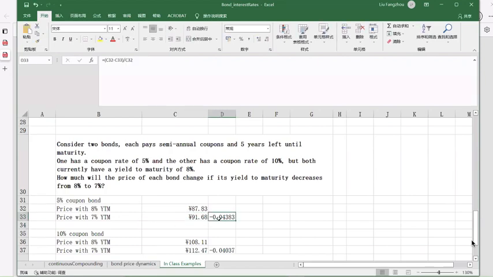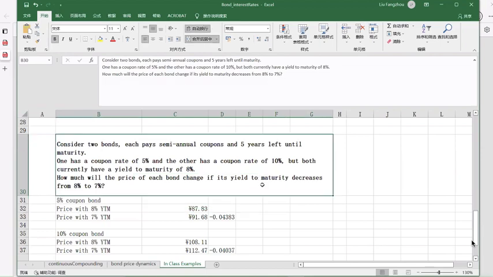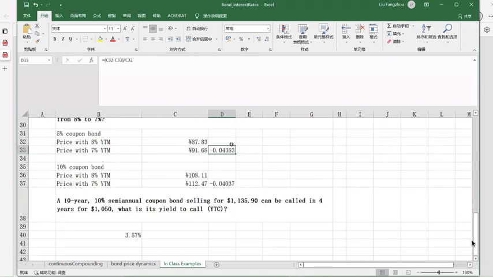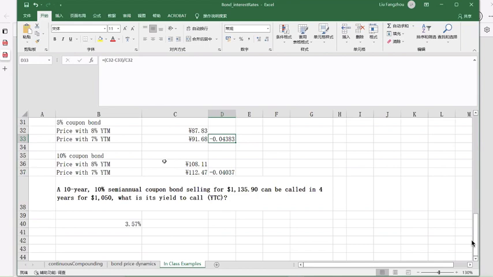And in the end, your change in price from the change in yield to maturity is 4.38%. When your yield to maturity decreases, you actually increase your bond price. Your bond price increases by this. Here we just look at the absolute value.